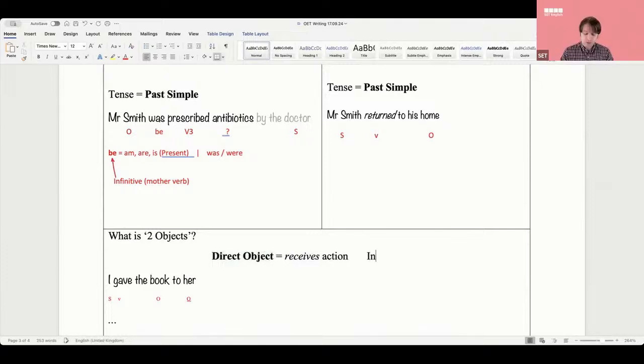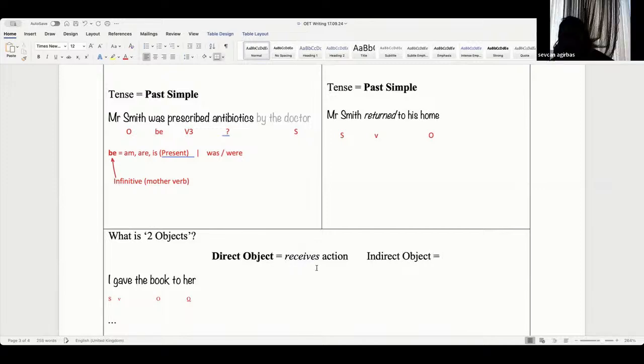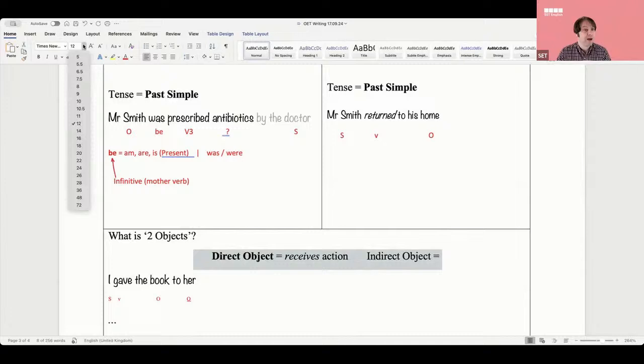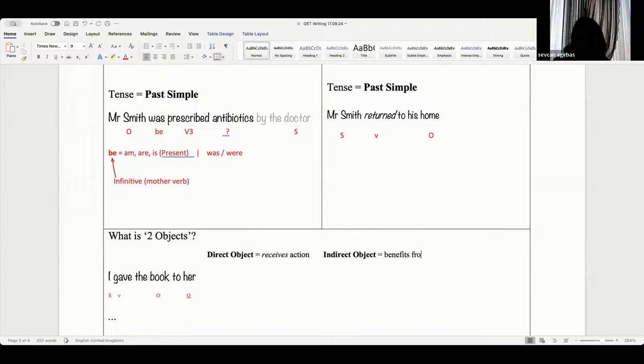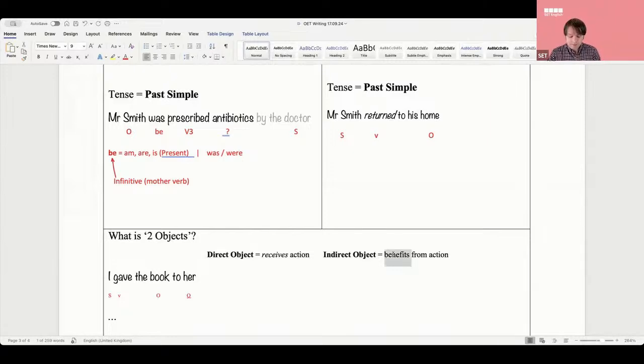Now Tasnim, what is that? This one receives the benefits of the action. This is how Paul teaches it. Maybe he already taught you as well. And I really like this. Okay, benefits from the action. Sevkan, what does benefit mean?